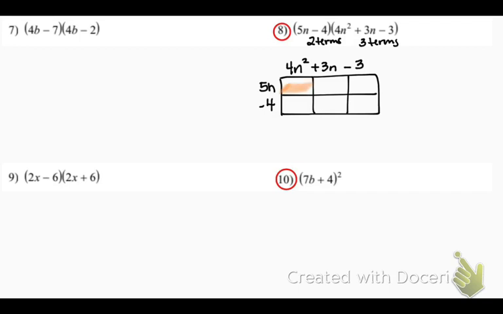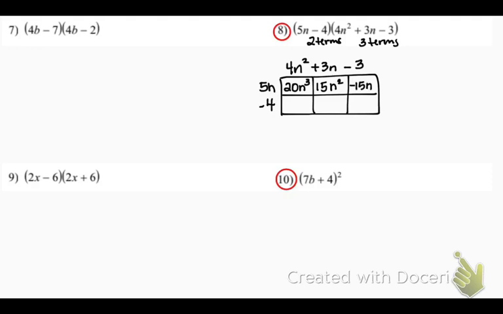Now, in this first box, that's going to be 4n squared times 5n. Well, 4 times 5 is 20, and n times n squared is n cubed. If we keep going across the top, 5 times 3 is 15, and n times n is n squared. And then finally, I have negative 3 times 5n. Well, negative 3 times 5 is negative 15, and then I just have an n.